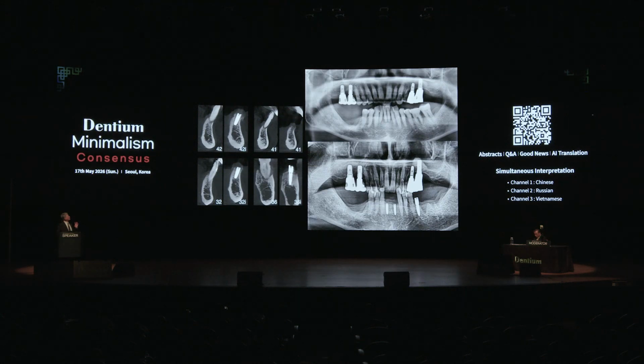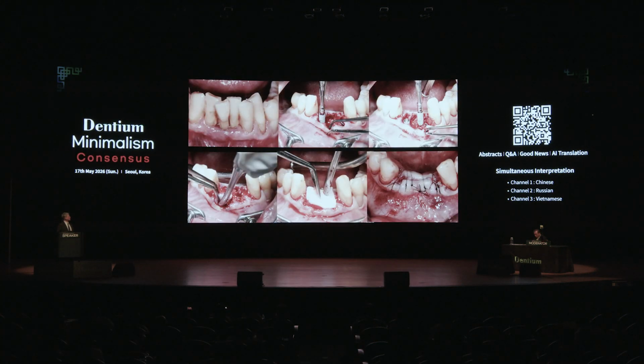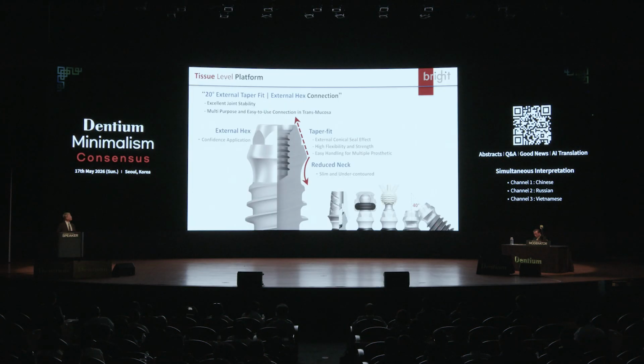So in the lower anterior areas, we try to place the 3.0 implant system together with bone augmentation. This is a 3.0 implant with bone grafting together. At that time, we used a xenograft and a collagen graft together.